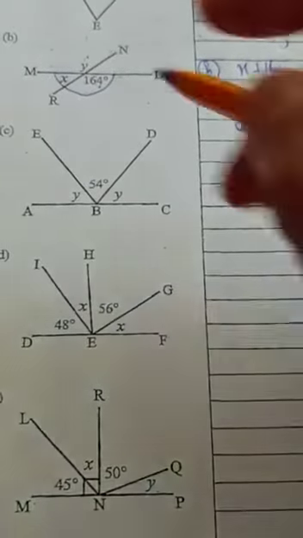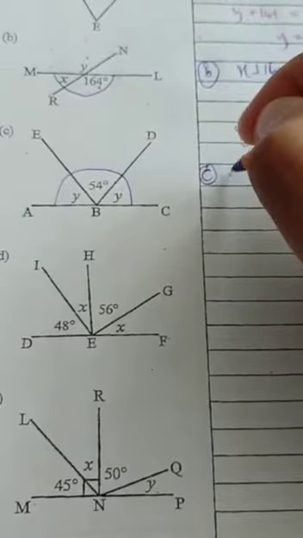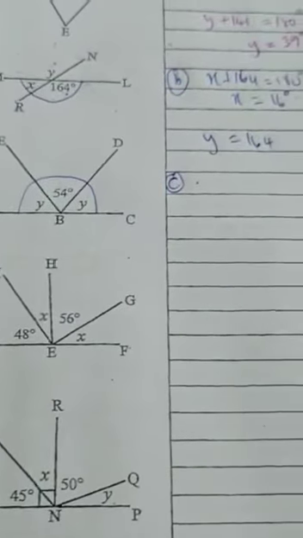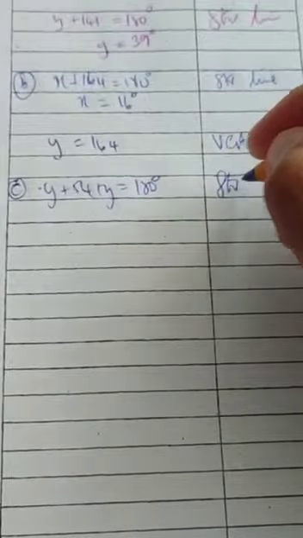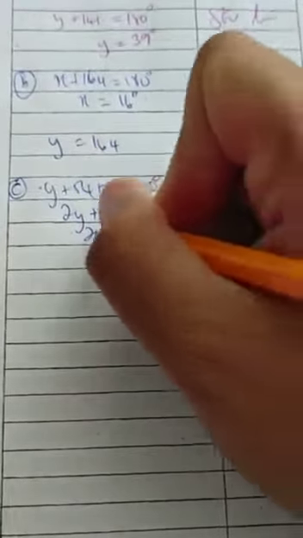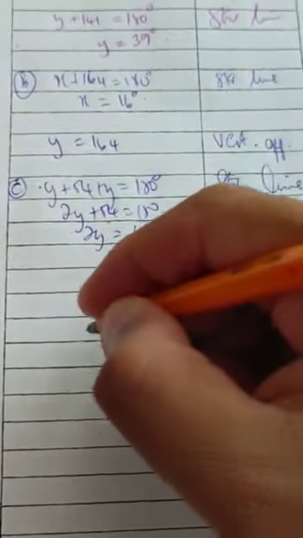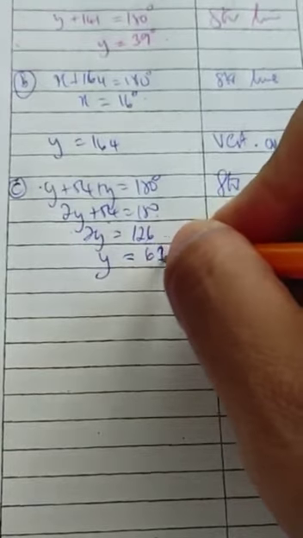For diagram C, we can see that we've got angles in a straight line here. So you've got y plus 54 plus y equals 180, because it's angles in a straight line, and you solve for y. So 2y plus 54 equals 180. So 2y is equal to 180 minus 54, which gives you an angle of 126. Divided by 2, y is equal to 61 degrees.